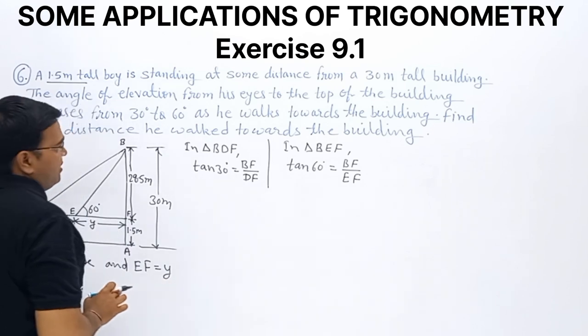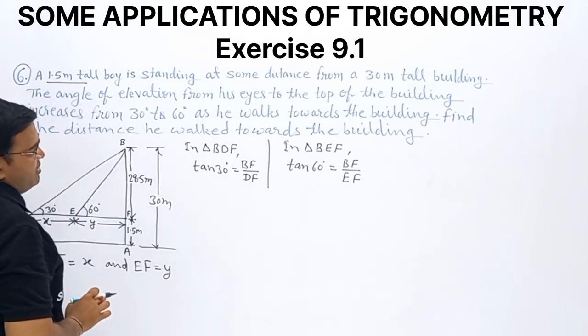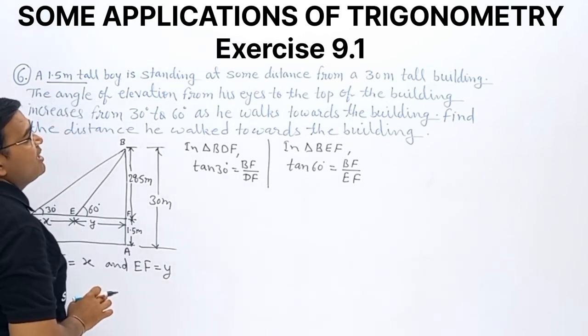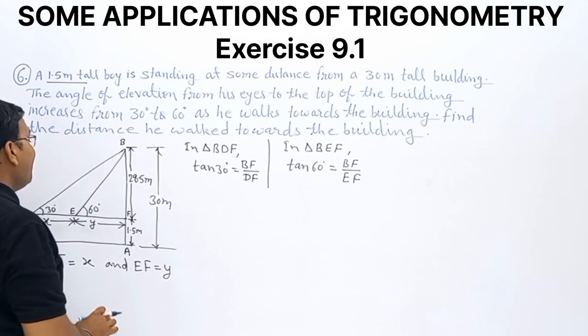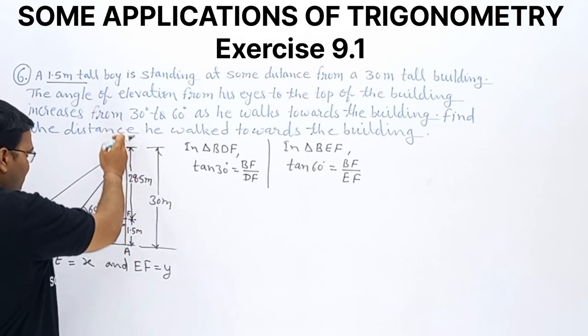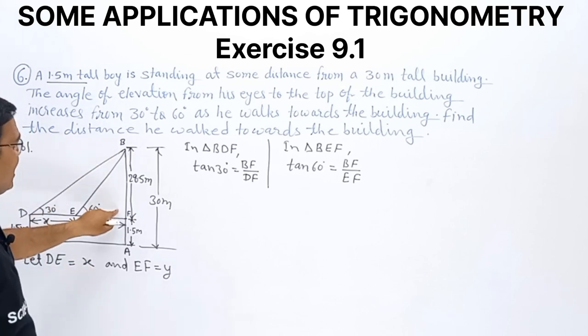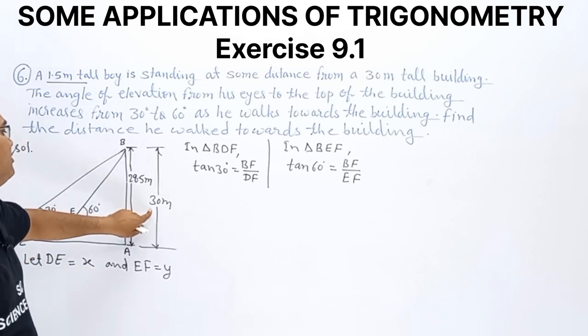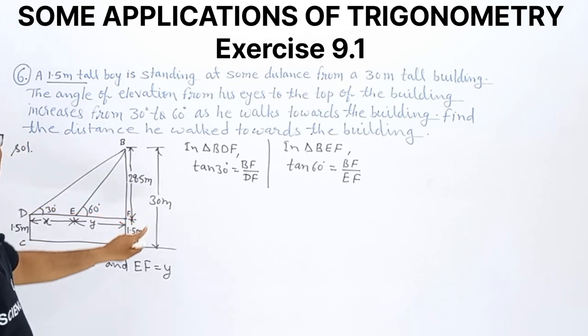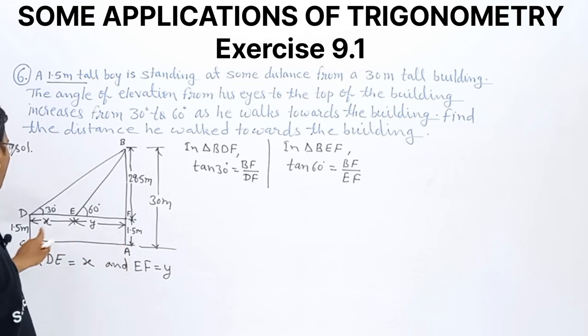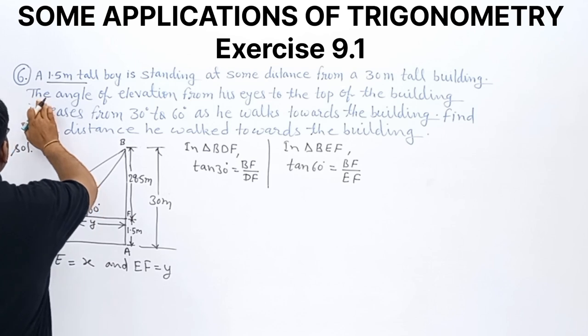Now the boy is standing at some distance from a 30 meter tall building. The height of the building is 30 meter. This is AB. AB is the building, and its height is 30 meter. Clear? At some distance, one boy is standing, and CD is the boy, and his height is 1.5 meter. Clear?